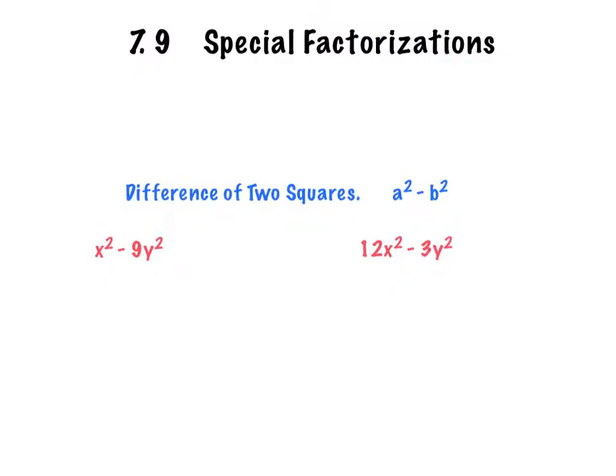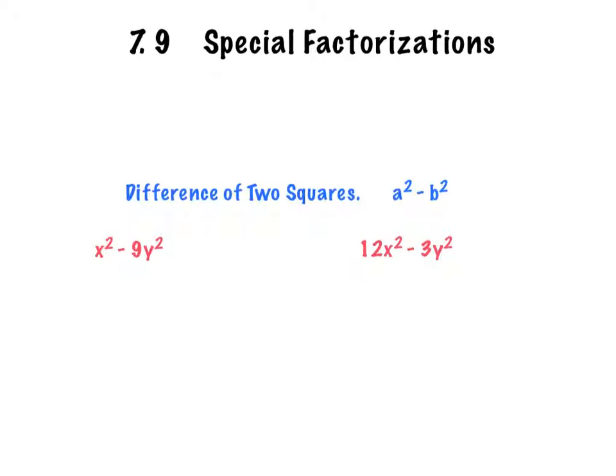Hi there. Now that you've done some factoring, I wanted to look at some special factorizations. Some of these expressions will factor kind of differently and have a special situation. And so we have three different situations I want to look at. The first one is a very common one. It's called the difference of two squares.